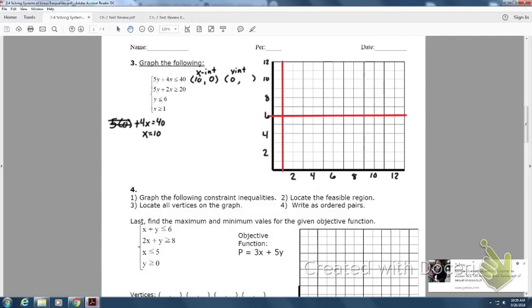Solving for the y-intercept. Same idea. But now I'm going to plug 0 in for x. Again, that cancels that. And 40 divided by 5 is 8. Now all I'm going to do is graph those 2 points. So I've got 10, 0, and I've got 0, 8. And I'm going to connect those 2 points.